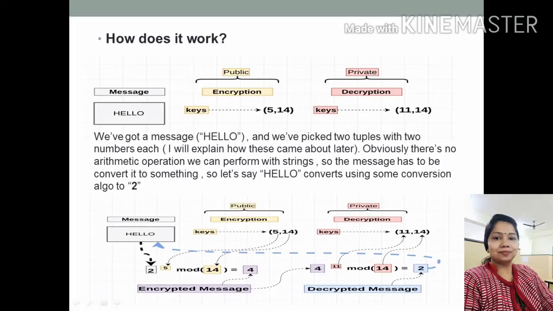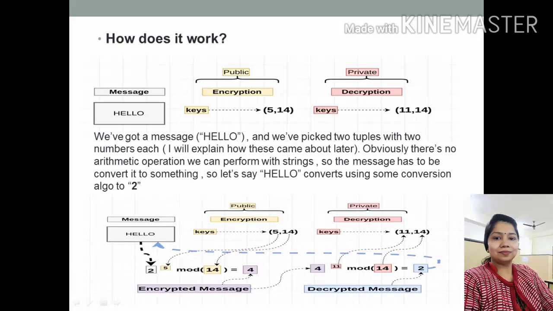Here it is shown how the encryption is done in RSA. We can see in the figure that we have a message, hello. The public key is used for encryption. It has two values, that is e comma n, as I have told earlier. e is 5, n is 14. The private key for the purpose of decryption is 11 comma 14, that is d comma n.